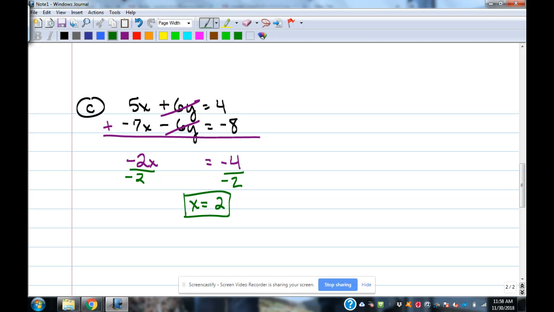Okay. What can I do with that? Plug it in. Yeah, I'd go up here to the 5x plus 6y because it's all positives. That's a little, got less things to worry about then. Okay. So 5 times 2 plus 6y equal to 4. Now what? Okay. 10 plus 6y is equal to 4. Subtract 10. Yeah, that's the right thing.